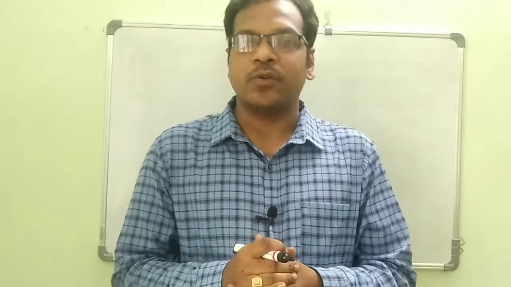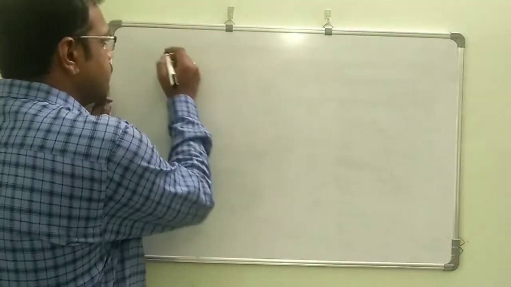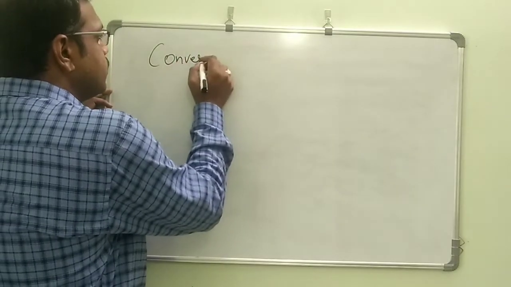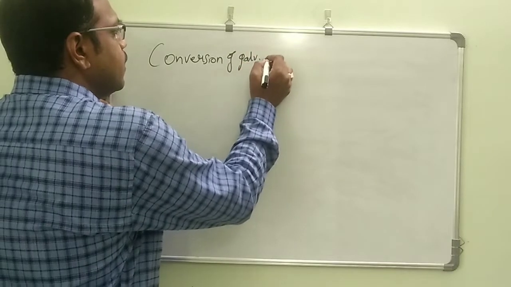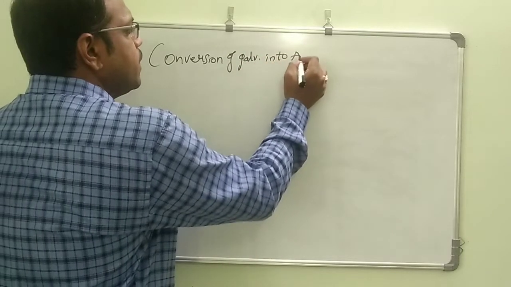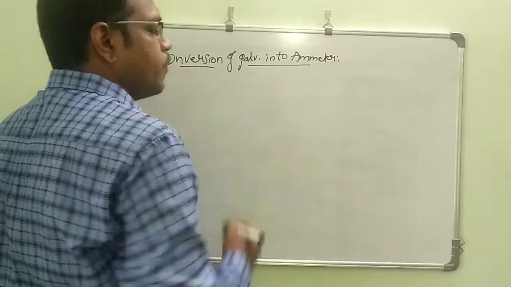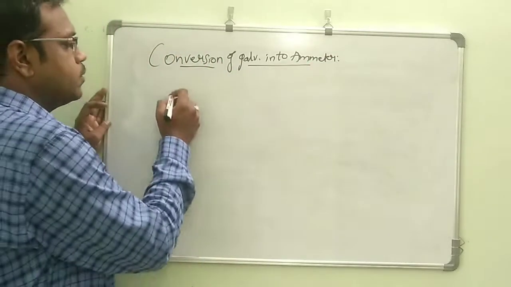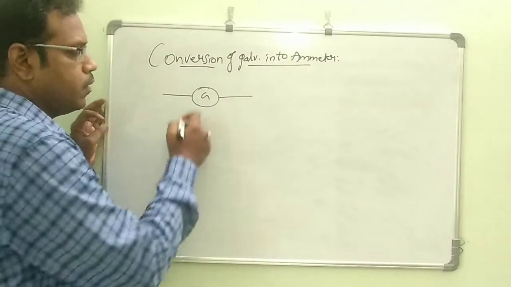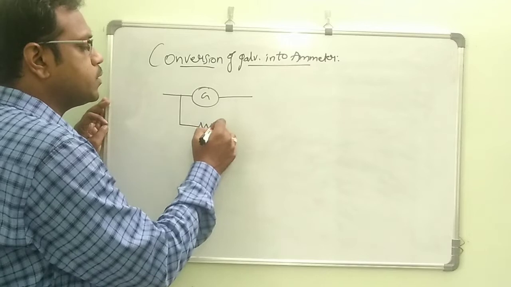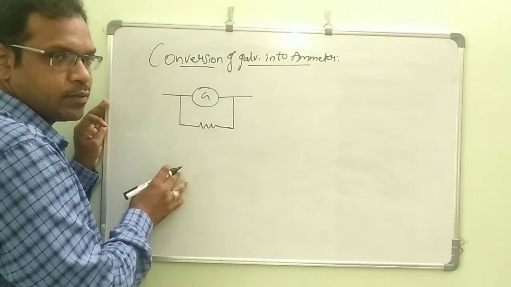So coming to the point, today's topic is conversion of galvanometer into ammeter. Familiar topic only. Suppose I am taking one galvanometer, I want to change it into an ammeter. For that I need to connect one resistor in parallel, and call it a shunt resistance.